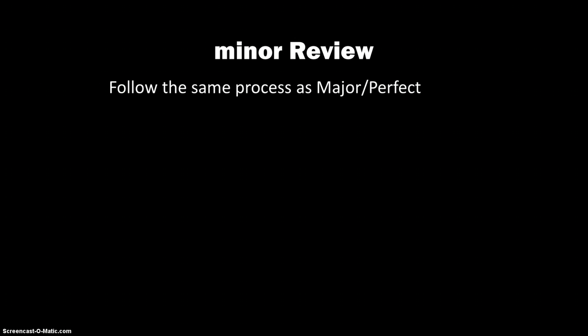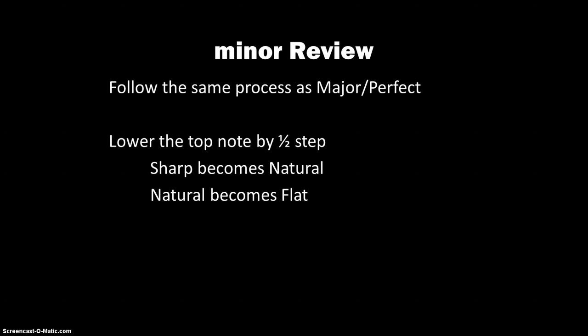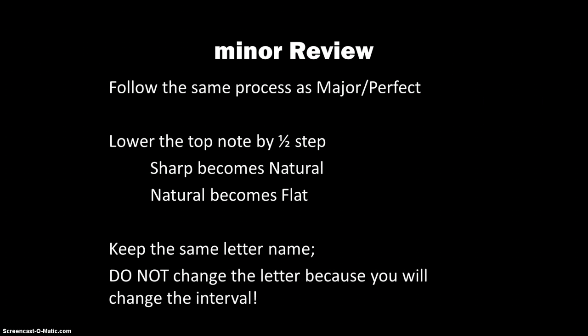So again, we follow the same process for the major and perfect. Once we get there, to get a minor, we just lower the top note by a half step. And again, make sure you keep the same letter name, because if you don't, you'll change the interval and you will get it wrong.